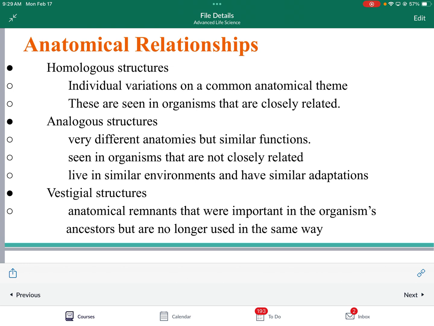If you put down homologous structure, you are correct. Homologous structures, so same shape, different function, right? A bat's wing is not going to help it swim, and a whale's fin is not going to help it fly, but they have the same shape, different function.